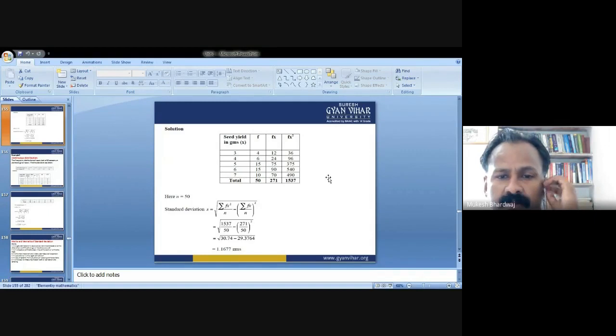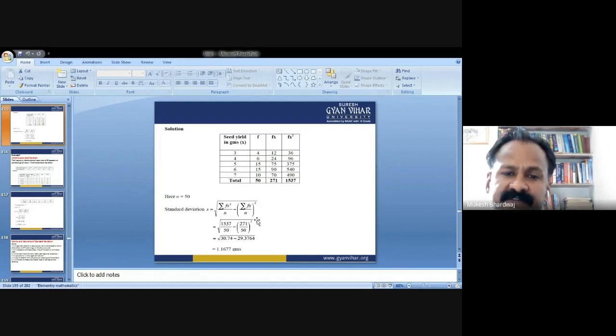Okay, now create the third column. You are seeing that fx, you just multiply the frequency directly with the observation, 3 4s are 12, 4 6s are 24, and so on, and do the summation, according to the formula we require the summation. It comes out to be 271.